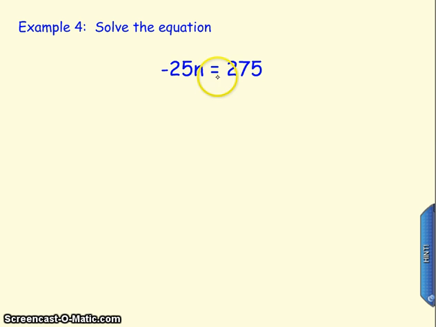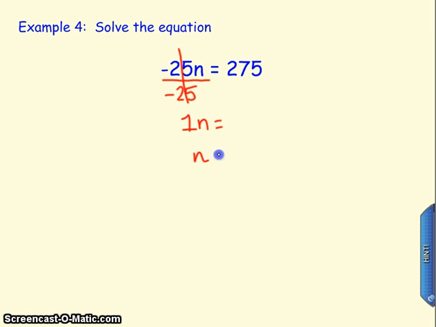So in order to get rid of that negative 25, we're going to have to divide this side by negative 25. Because when we divide by negative 25, these cancel each other out, which gives us a 1n, and you know that 1n is the same thing as just n.